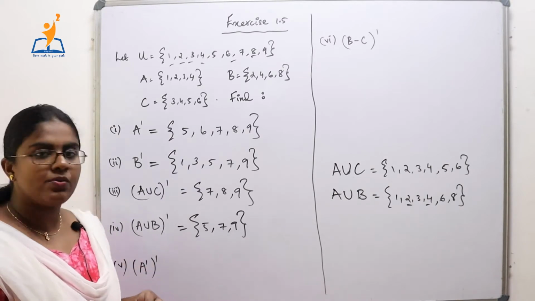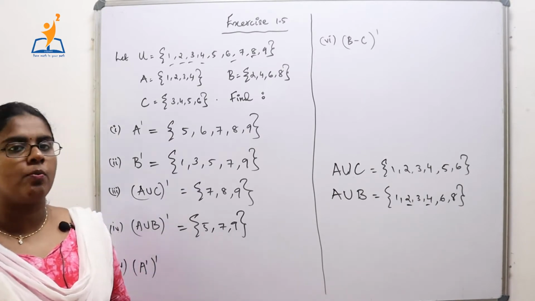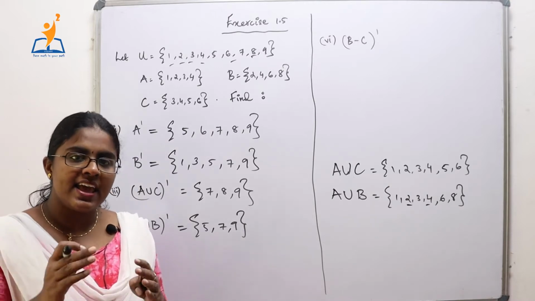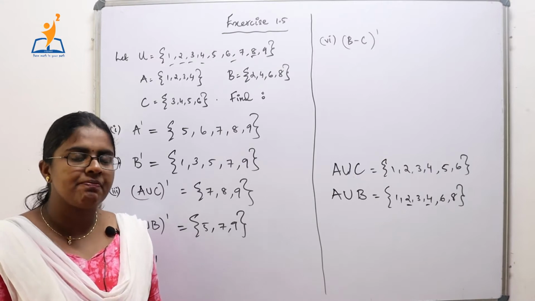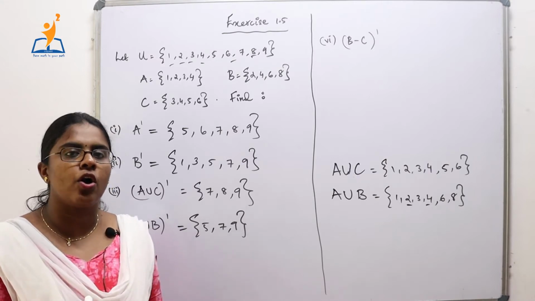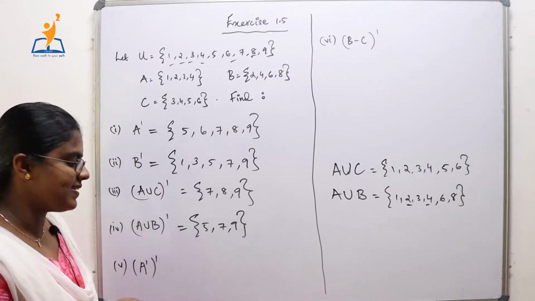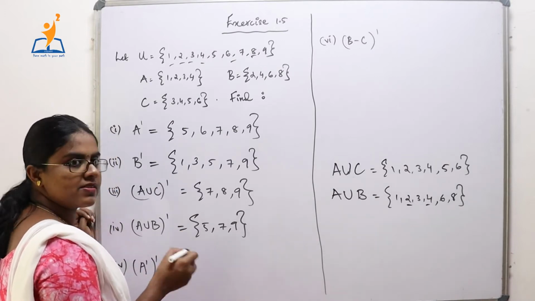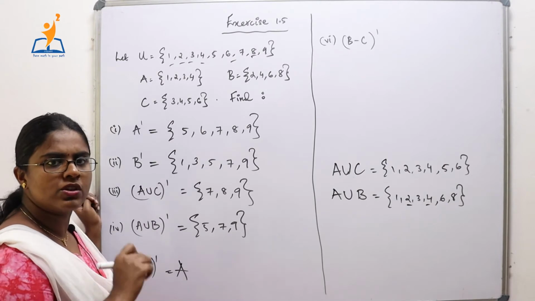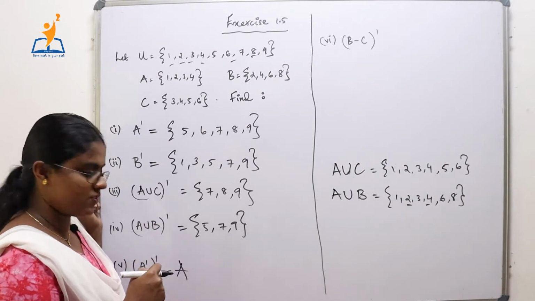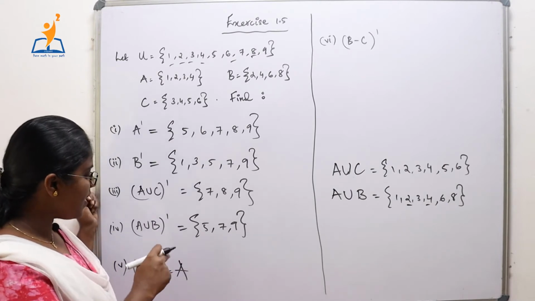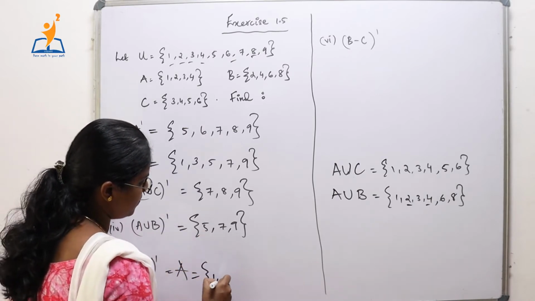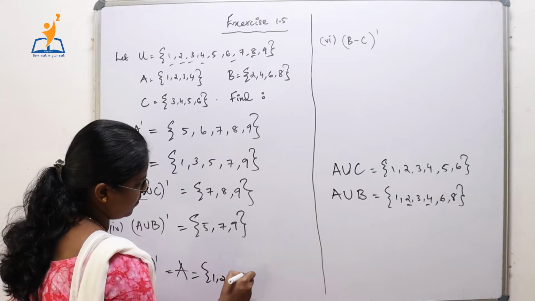Now we want to find (A complement) the whole complement. We have learned in the properties of complement of a set that for any set A, the complement of A complement is always that set itself, that is A, and we have proved that in the previous class. If you have any doubt, go through the previous class and come back to this question. So (A complement) the whole complement is equal to A, which is 1, 2, 3, 4.